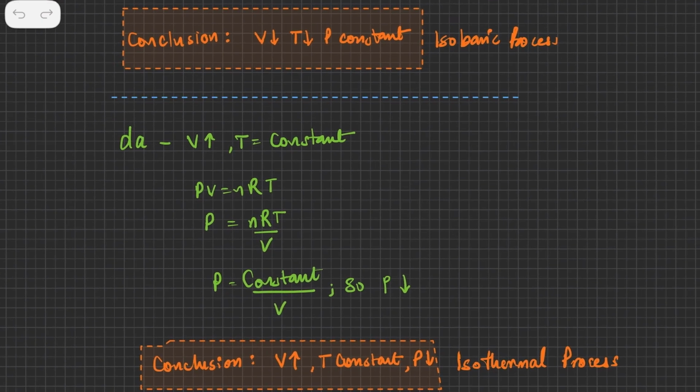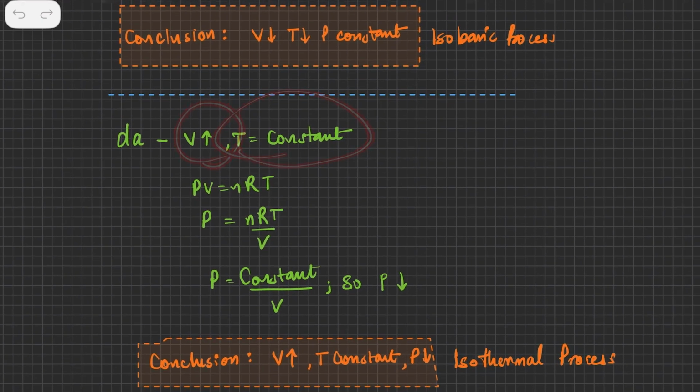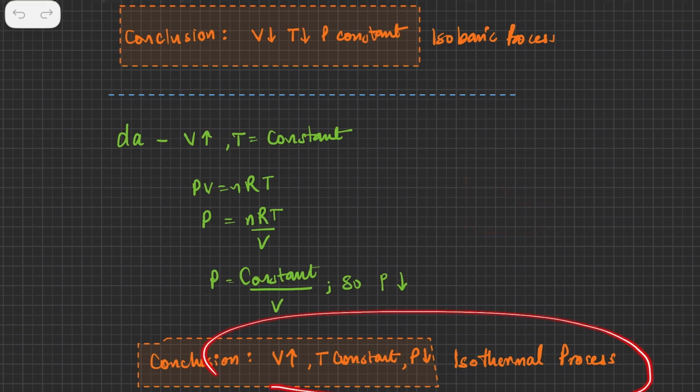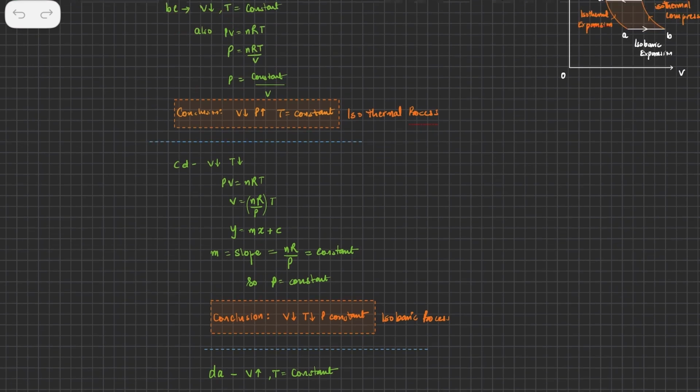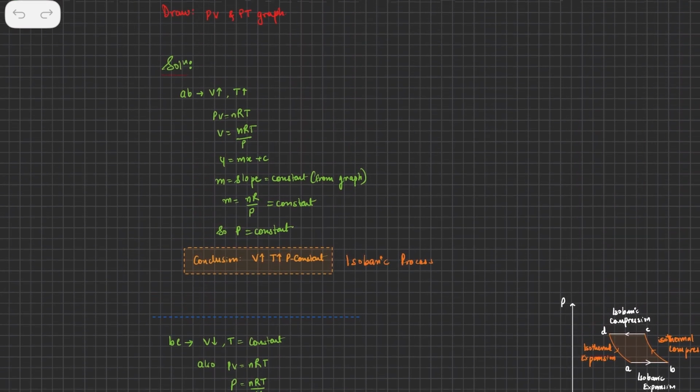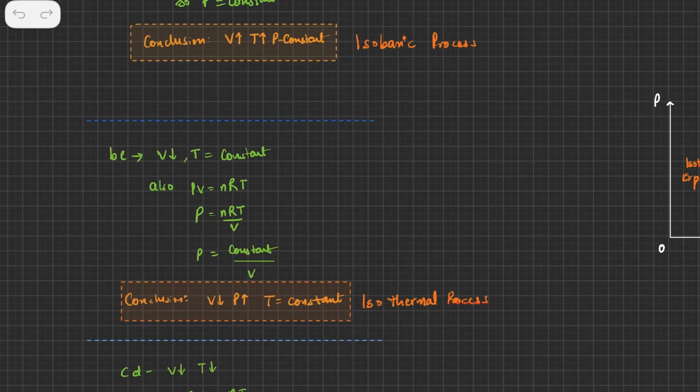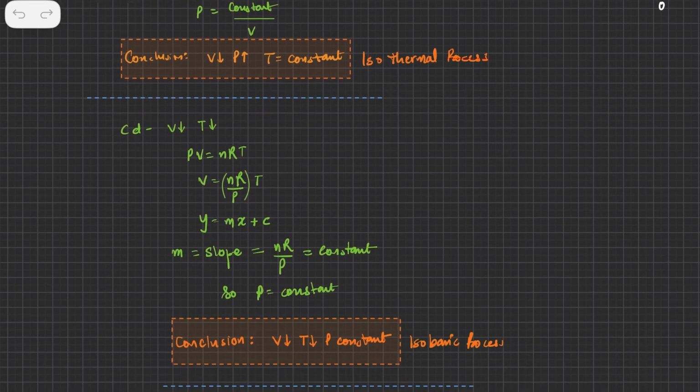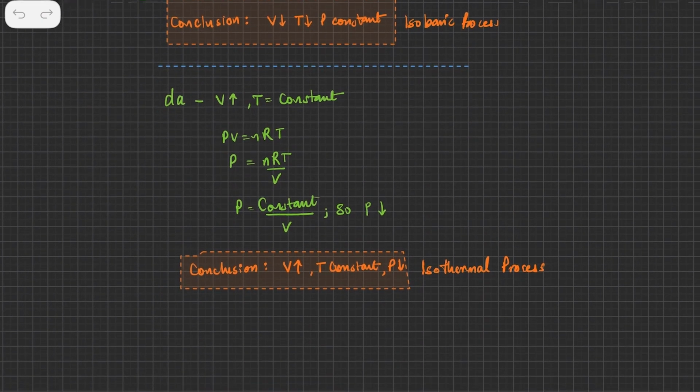In DA, the volume increases, the temperature remains constant, PV is equal to nRT says P is equal to nRT by V. Because nRT is a constant, pressure is inversely proportional to V. So if volume is increasing, the pressure has to decrease, and it will decrease in a curved manner because it's an inverse relationship. So this is also an isothermal process. We have discussed all the 4 processes. AB is a process in which it's isobaric, BC is isothermal, CD is isobaric, and DA is isothermal.